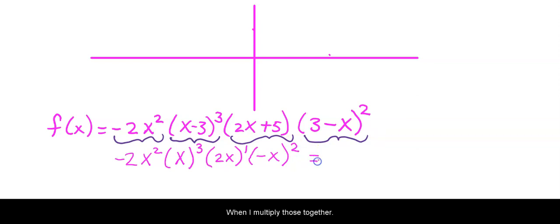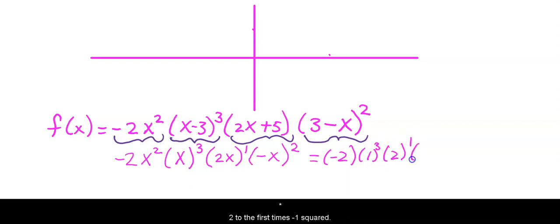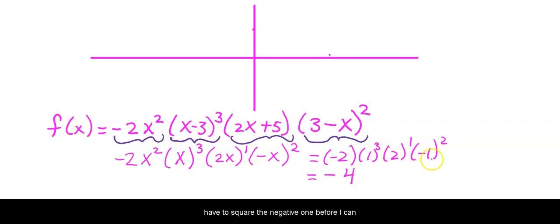When I multiply those together, I get a negative 2 times 1 cubed times 2 to the first times negative 1 squared. Let me write that here. Negative 2 times 1 cubed times 2 to the first times negative 1 squared. That number multiplied out is going to give me a negative 4. So my leading coefficient would be negative 4. Notice I have to square the negative 1 before I can multiply by the others. That guarantees a negative leading coefficient.